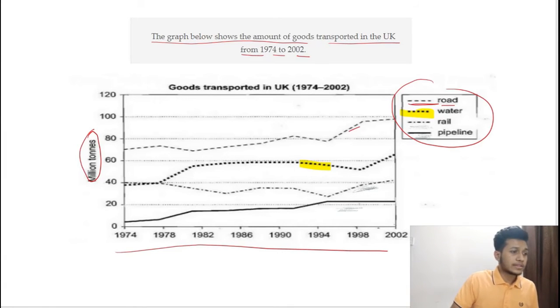Now what are the things that you can see from the graph? In the graph you can see that the use of waterways was below 40 million tons in 1974 and rose up to 65 million tons in 2002. That's a rapid growth, you can say. So this is the point that you should mention in your essay.